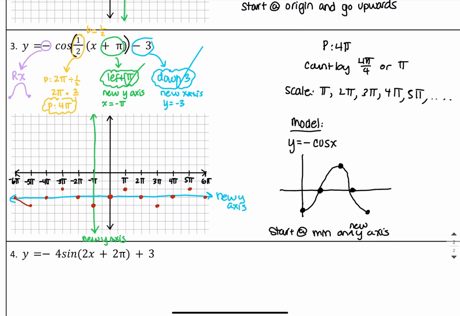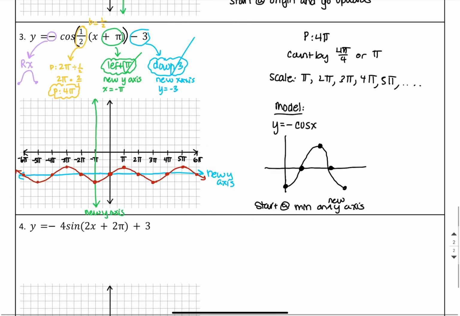And then I'm going to connect these in a smooth curve and make sure I have the arrows at the ends indicating that I'm going on and on forever. And that's what my graph looks like.